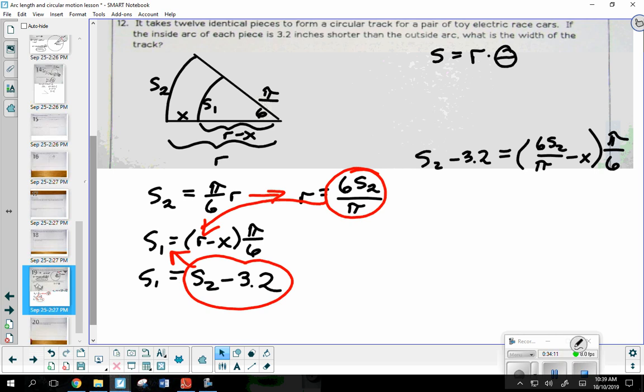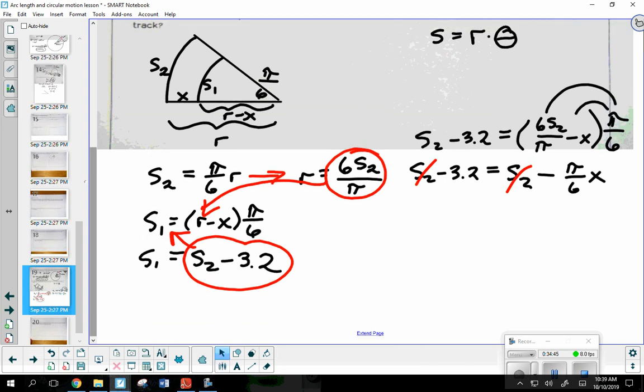So s sub 2 minus 3.2 equals, well, what would 6 s sub 2 over pi times pi over 6 give me? It's just s sub 2. Minus pi over 6x, right? Now, why are the s sub 2's not a problem? They're going to cancel. If I try to move one variable over to the other to combine them, they're just going to cancel out.